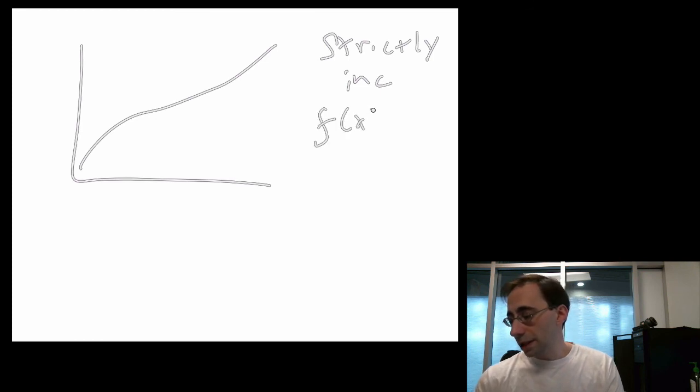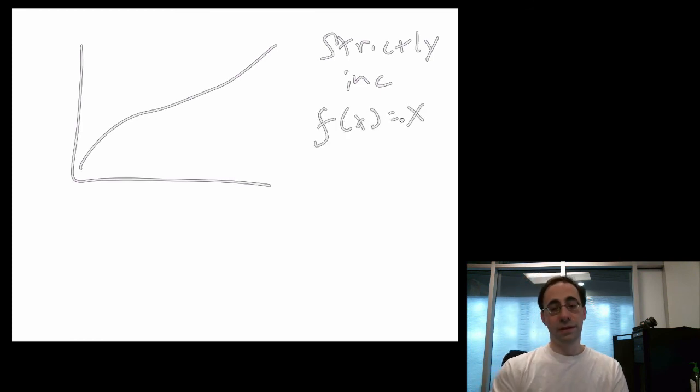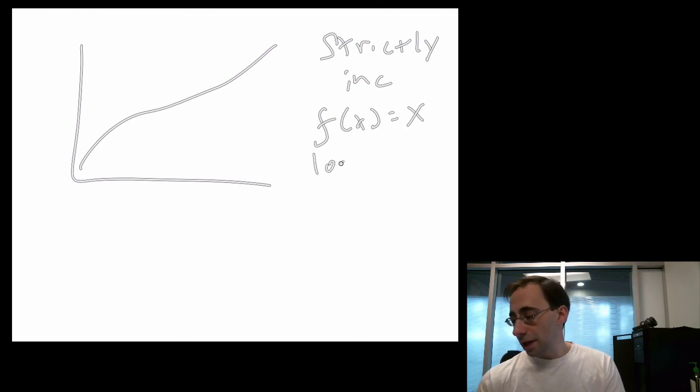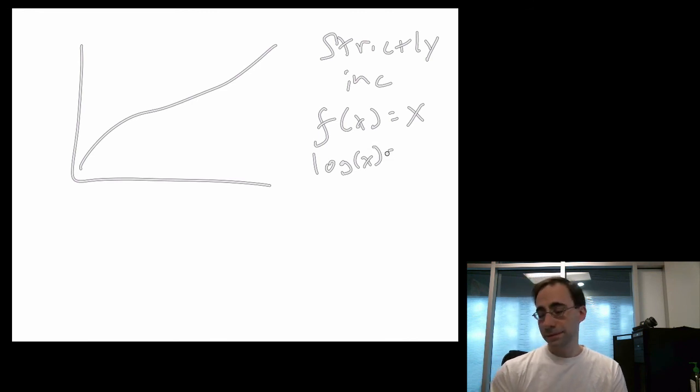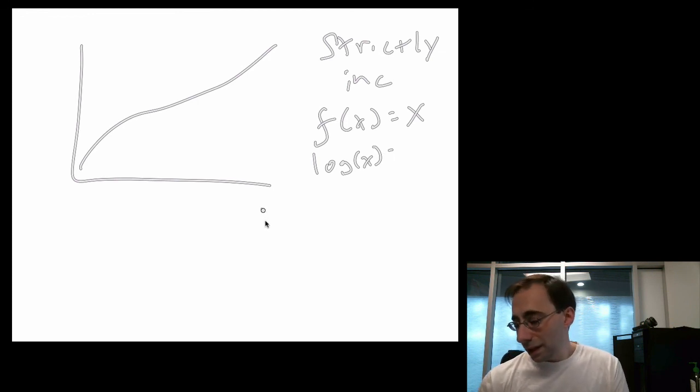This is a strictly increasing function. It's increasing for all values of x. This is also a strictly increasing function. These are all strictly increasing functions. You may also be weakly increasing.